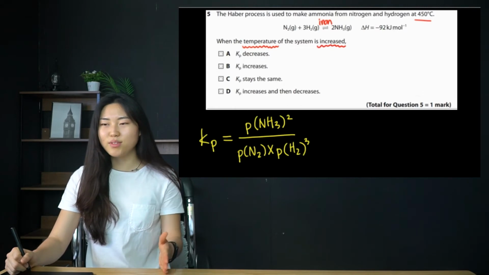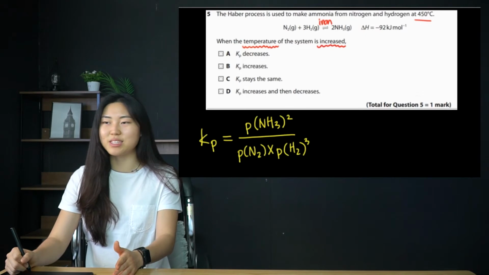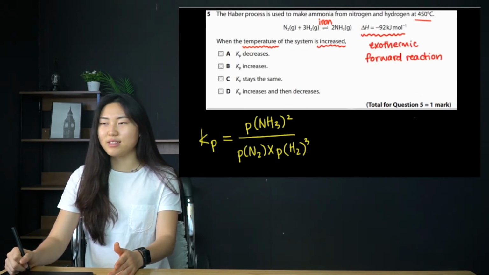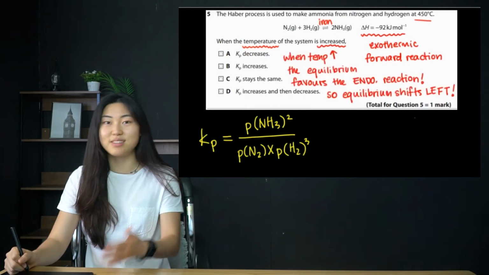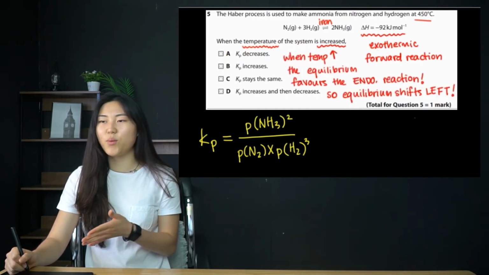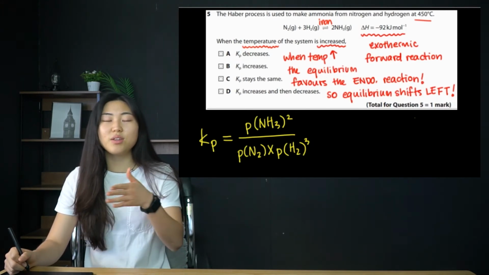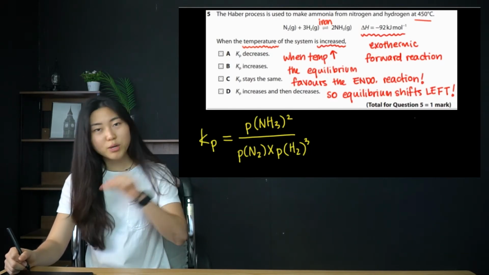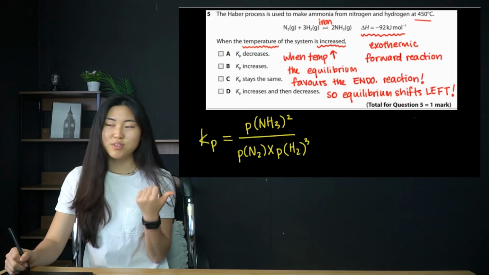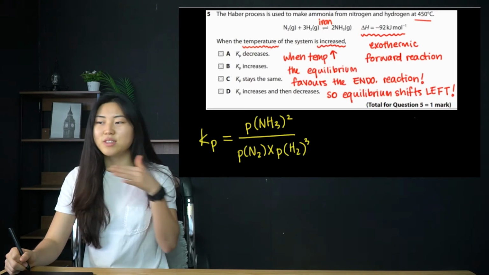So I first started to write down the Kp expression for this equilibrium as is, and we know that the forward reaction is exothermic, because the delta H says negative 92. So when temperature increases, the equilibrium will favor the endothermic reaction. If the forward reaction is exothermic, the backward reaction is the endothermic reaction. So that's why the equilibrium is going to shift left.